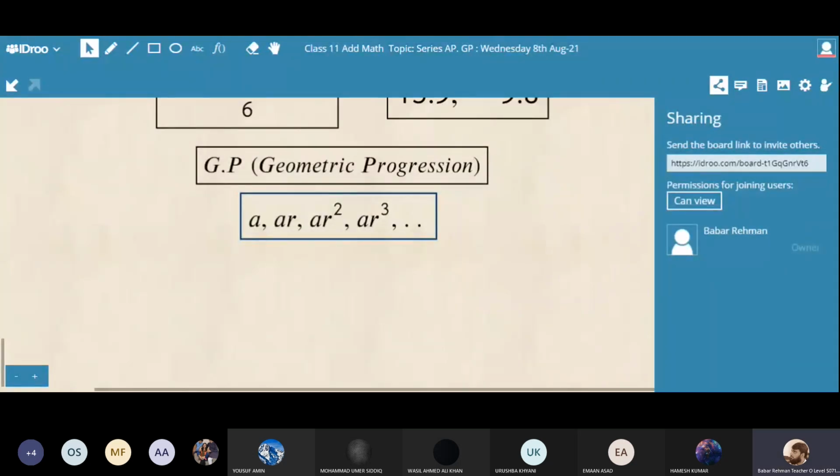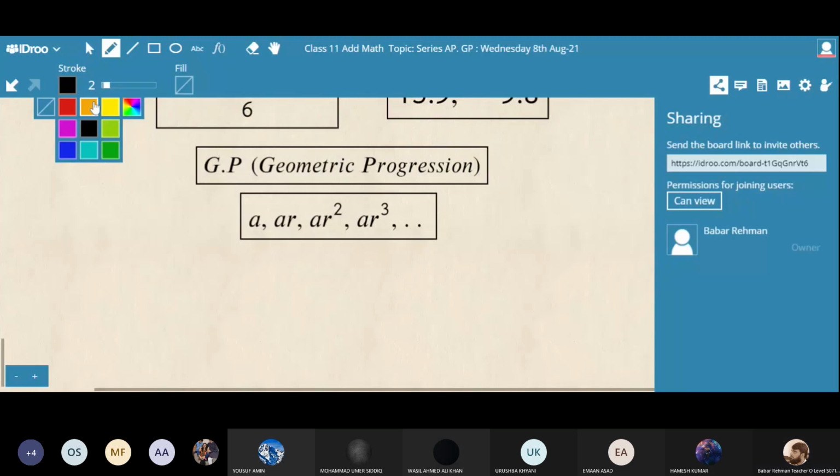So now I will tell you about infinite GP, the infinite geometric series. Now I will give you the formula. How can we find the sum to infinity formula? So please write down sum to infinity like this. There is a symbol of infinity like this. Use this symbol for infinity. So I am writing the formula for sum to infinity.